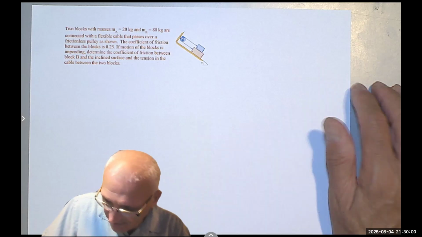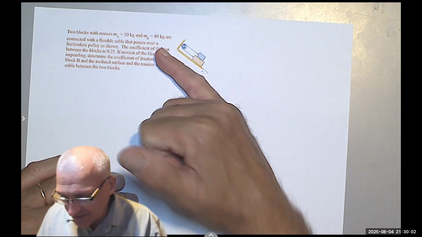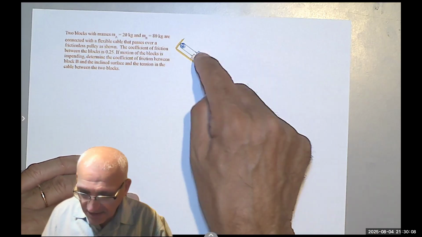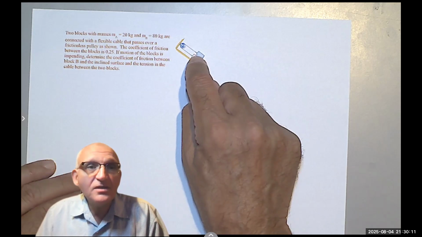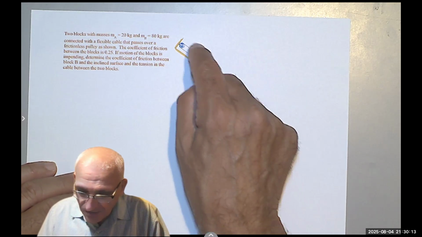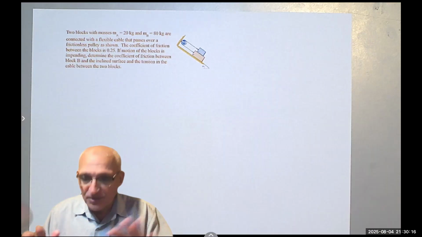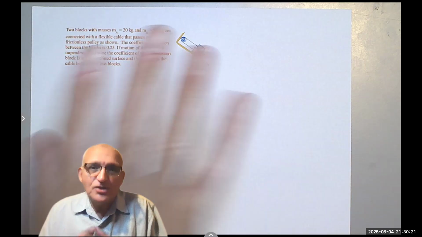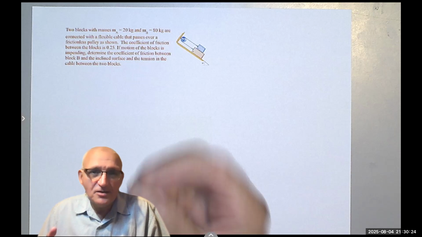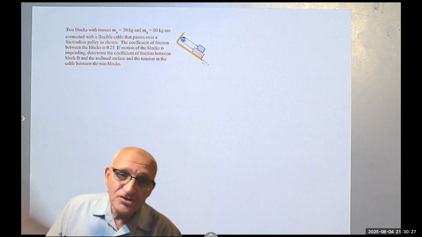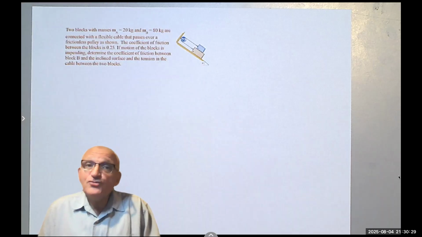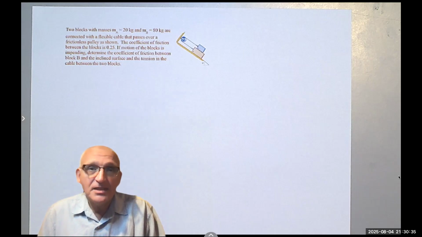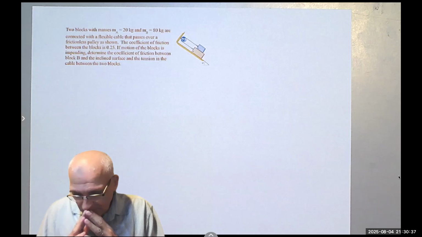So in this problem, we have, again, an inclined surface with two blocks, a small one A and a bigger one B. They're connected by a flexible cable, and this cable passes around a frictionless pulley. There is no friction, meaning the tension on both sides is the same. Of course, there is no such thing as a frictionless pulley, but we mean the friction between the belt and the pulley is so small. Because if it weren't small, we would have to apply another equation that we are going to cover next time, when we do the belt friction.